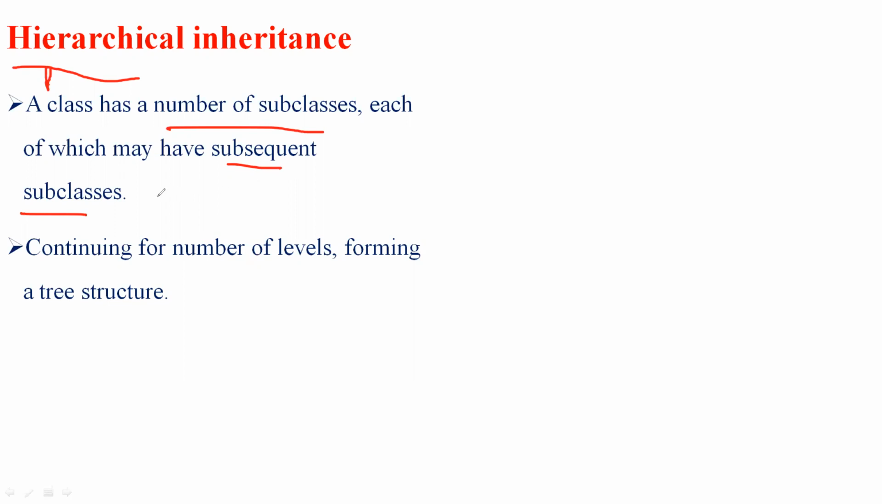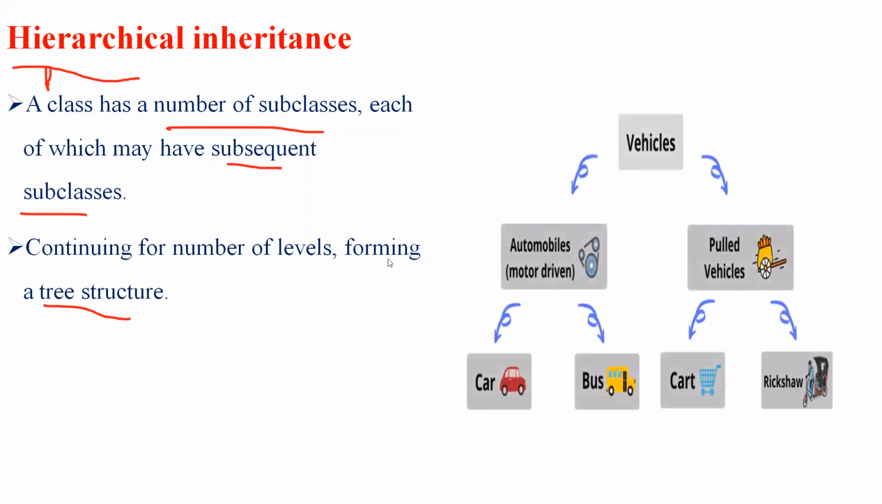These subsequent subclasses will not be of any countable number. It will rise to n different levels, and whenever it rises to different levels, it will form a tree-like structure. So hierarchical inheritance will form a tree-like structure. Here is an example of hierarchical inheritance.